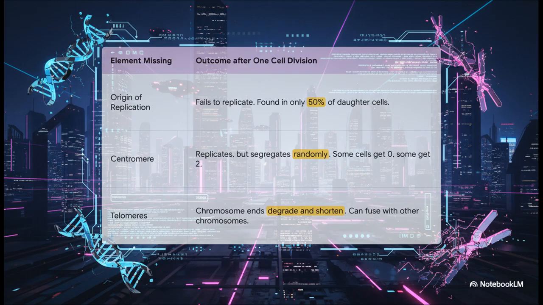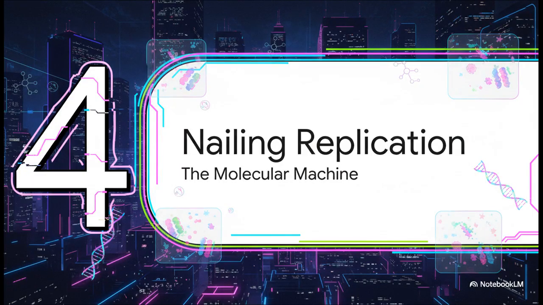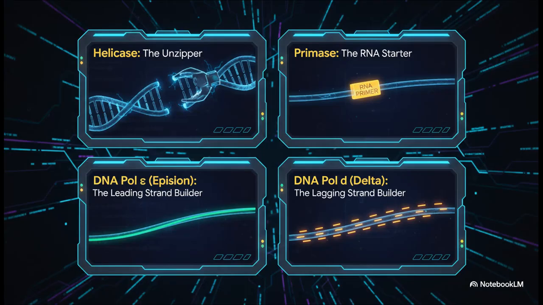And if you get rid of the telomeres, you've lost the protective end caps, and the chromosome literally starts to fall apart and can even fuse with others. Each failure tells you exactly what that part was supposed to do. All right, time to switch gears to our third key skill, absolutely nailing the details of the molecular machine. When you get questions about DNA replication, it really is all about knowing which enzyme does what job. So here is your rapid-fire guide to the major players.